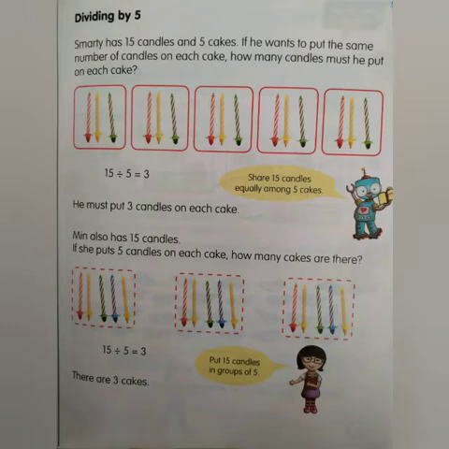Now Min also has 15 candles. If she puts 5 candles on each cake, how many cakes are there? So 15 divided by 5 means there are 15 candles divided into 5 groups makes 3. There are 3 cakes.